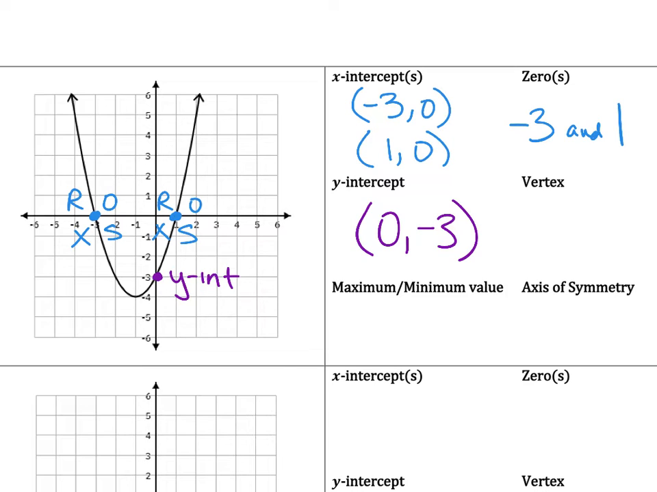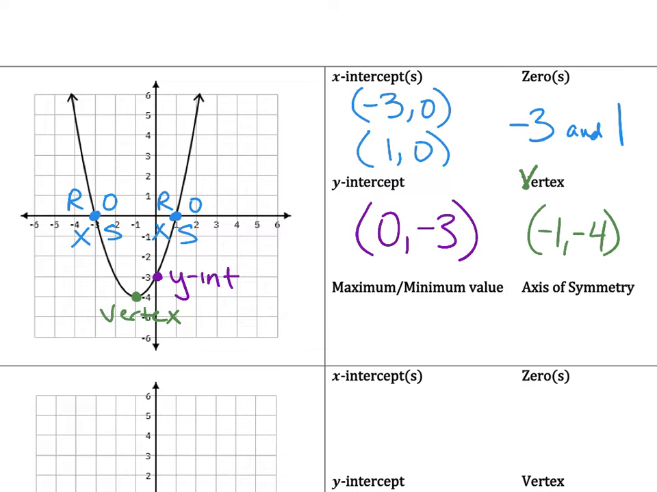Vertex. What did we say the vertex was? Like where on the graph? The highest or lowest point. A way you can remember that is look at the V in vertex. You see how it has a little bottom? We're talking about the turning point of the graph. So we're going to label the vertex right here. What's that coordinate point? -1, -4. Very good.